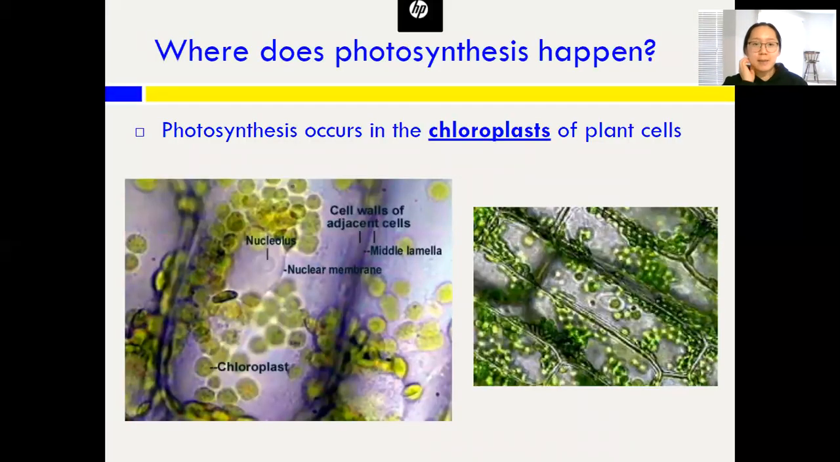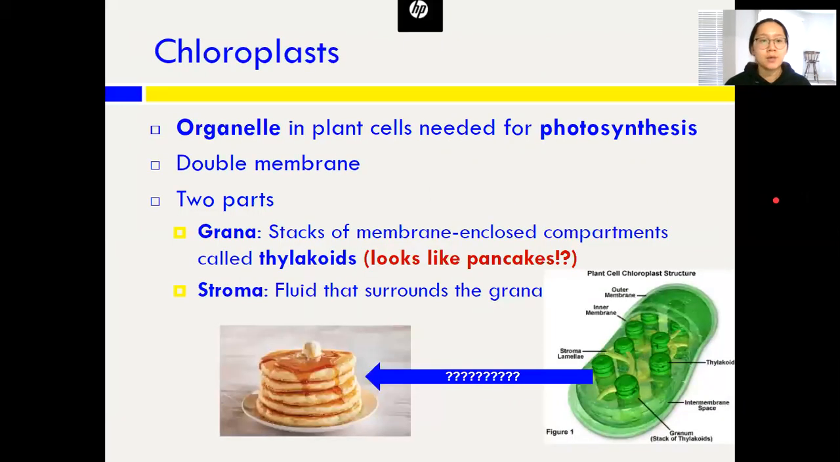So where does photosynthesis happen? Photosynthesis occurs in the chloroplasts of plant cells. These little green discs inside of plant cells are called chloroplasts. They're little green discs, and we're going to explore what the inside of them looks like. Chloroplasts are an organelle inside of plant cells that are needed for photosynthesis. They have a double membrane, and there are two parts inside of them.